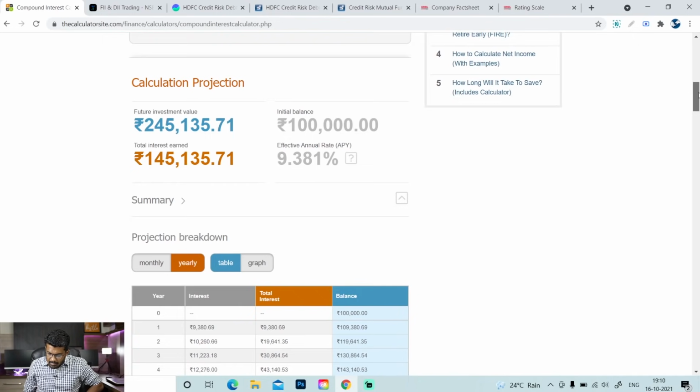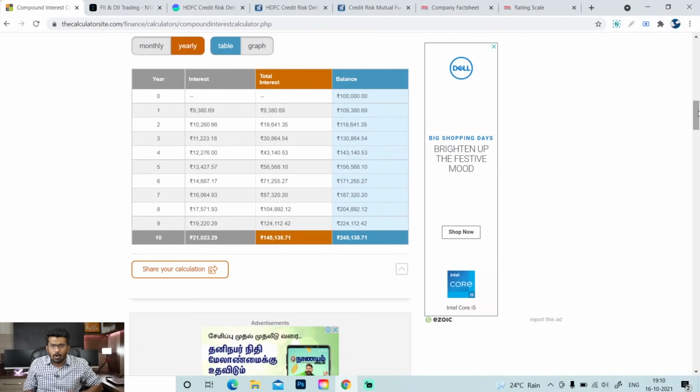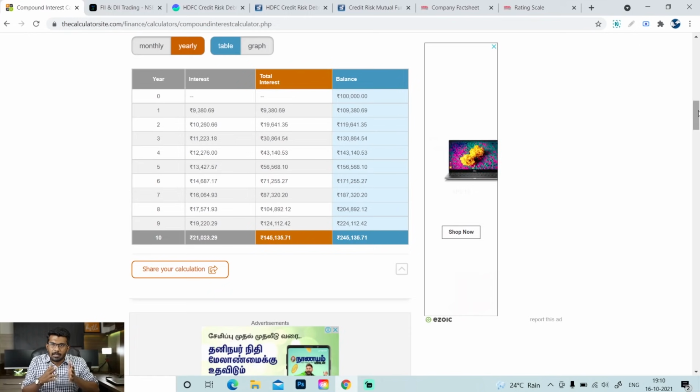Now you have to see the graph here. These are all simple things where you can make your money work for you. You don't have to run behind money. You can deploy your money into certain instruments or certain asset classes where your money works for you so that you are calm and at peace.